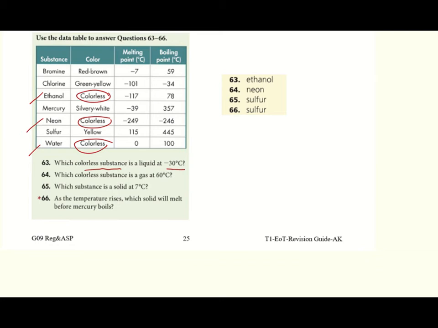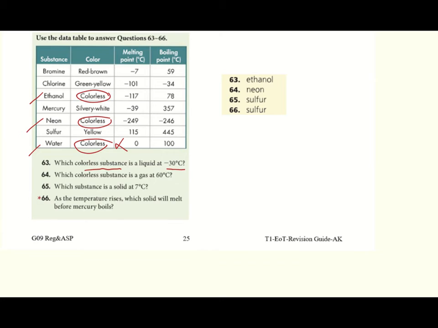And then it says colorless substance liquid at -30. So its melting point is below -30. Melting point less than -30. Which of them? Water is wrong, the melting point is 0. Okay, so this is wrong. Neon, minus 249, which is very low, below -30, and also ethanol. So you're going to choose either ethanol or neon.